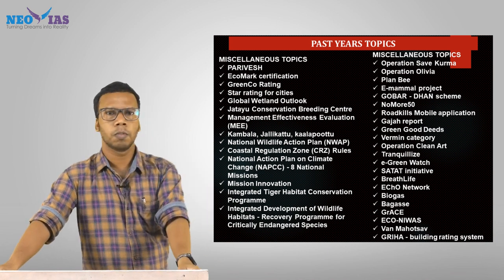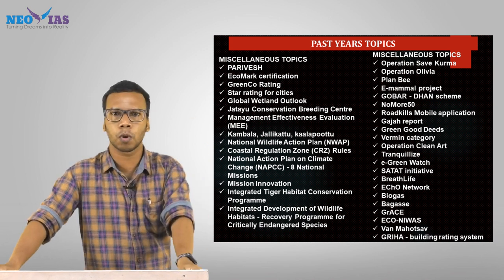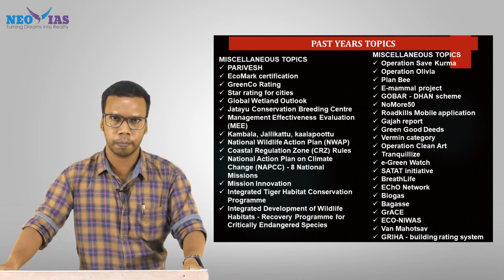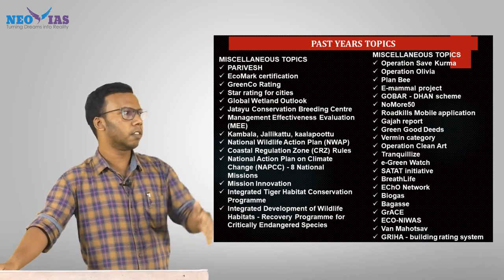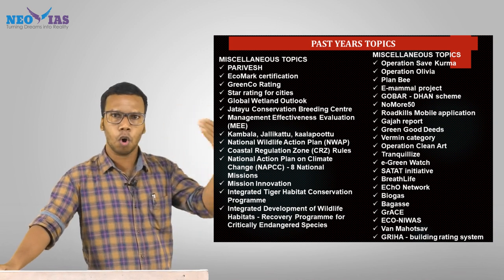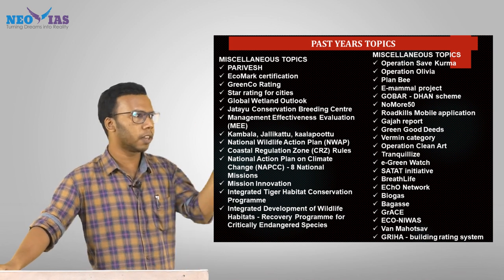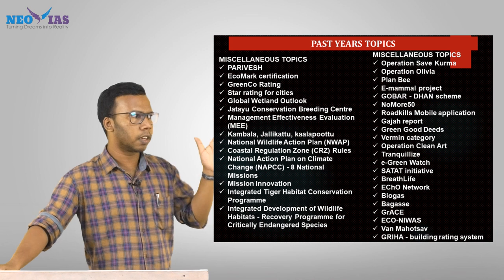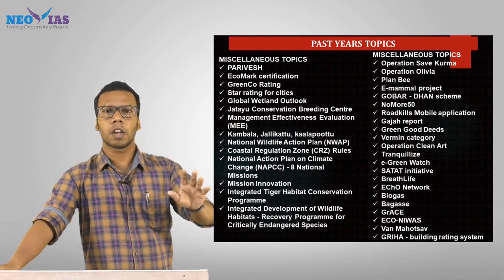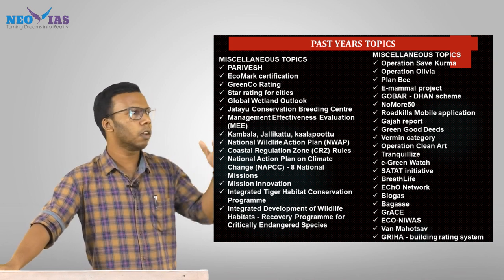Then Gaja report, which was in the news. As per the recommendation of this Gaja report, India declared the elephant as the national heritage animal of India. Then green good deeds, vermin category. So you need to know what this vermin declaration is, and under which law of India we declare vermin. Then Operation Clean Art, then regarding the tranquilization of animals. What is the procedure for tranquilizing an animal, and under which law do we have the provision to tranquilize an animal? You have to know all these things regarding tranquilization.